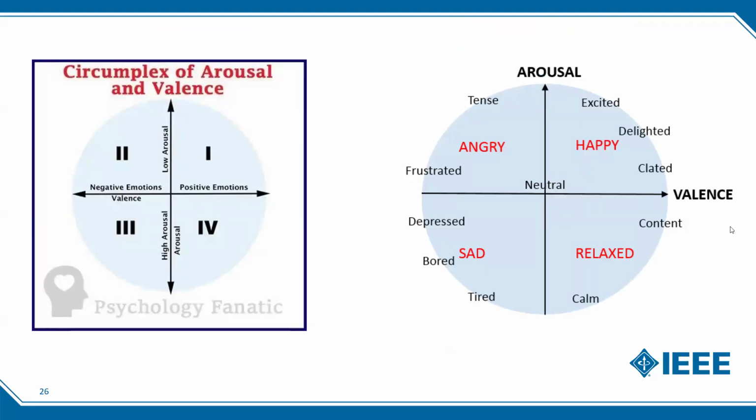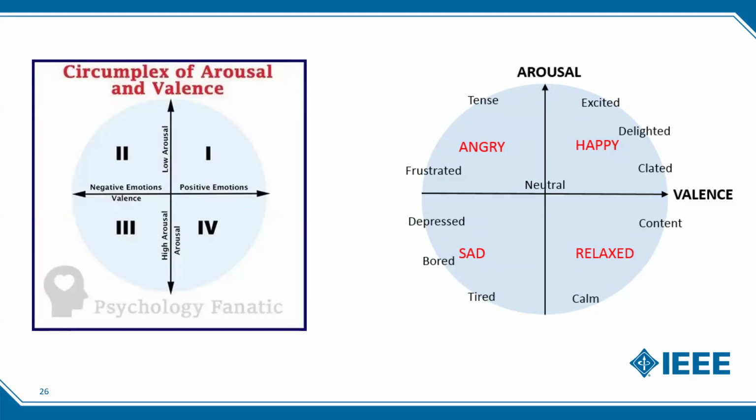So here there are 4 quadrants. The first quadrant represents happy, and based on the values of valence and arousal in the first quadrant, happy can be again divided into delighted, excited, like that. In the second quadrant, it is angry. Based on the values of valence and arousal, it can be classified into tense or frustrated. And sad is in the third quadrant. Based on the values, it can be classified into bored, depressed, etc. So these are some of the theories.